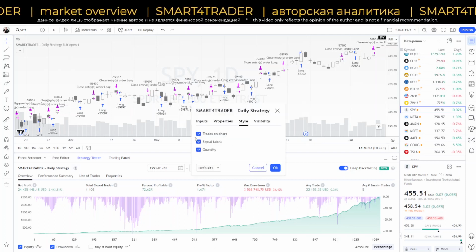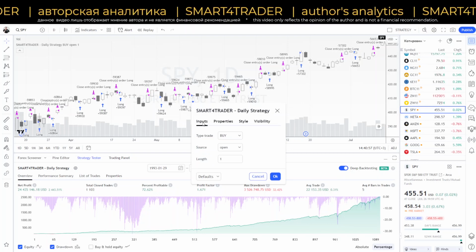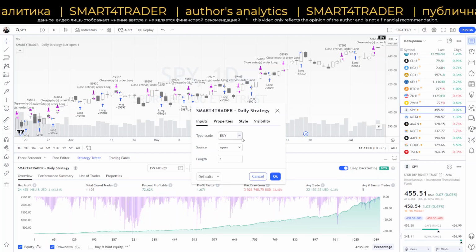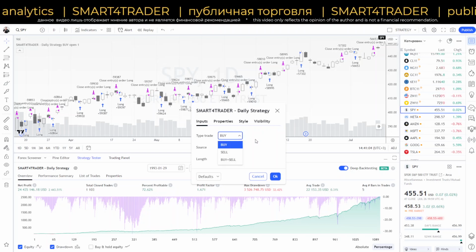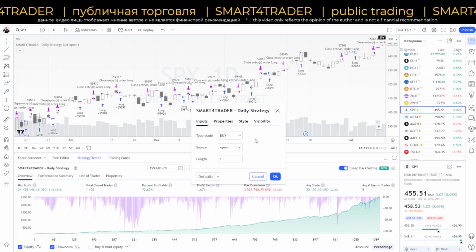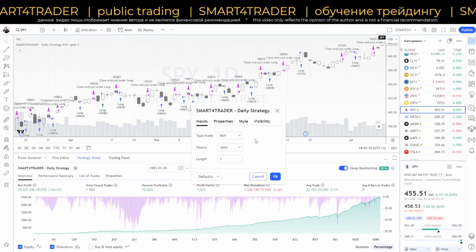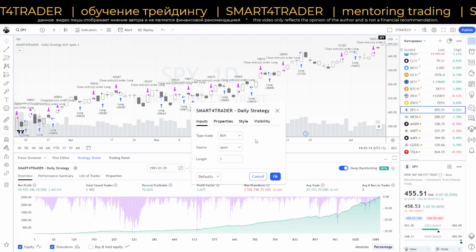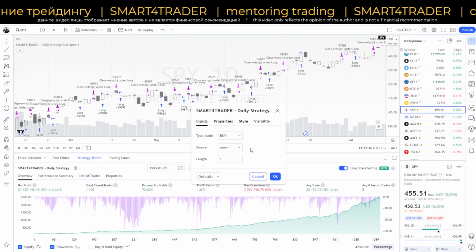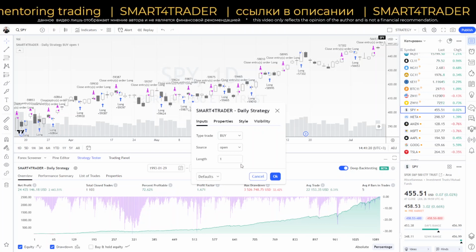So, let's, as a matter of fact, turn on the readings. So what are we going to use? In this case, we will use only purchases; there is the possibility of setting up a strategy for buy and sell positions separately. We will use only buy positions, because in the long run, in principle, it is the American stock market that tends to grow. The data used for the calculation will be the open price, and the value for a certain indicator will be 1.